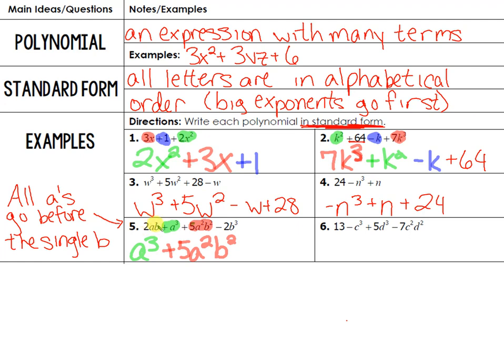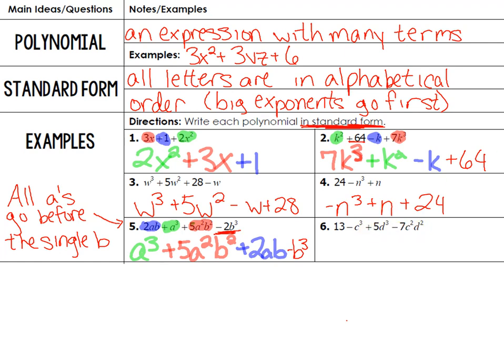Then I have 2ab, so a without an exponent, or b cubed. I'm still doing my a's first, so my plus 2ab would come next. And then to finish us out is going to be this lone b all by itself. Negative b cubed. That's a 3, I promise. Negative b cubed.